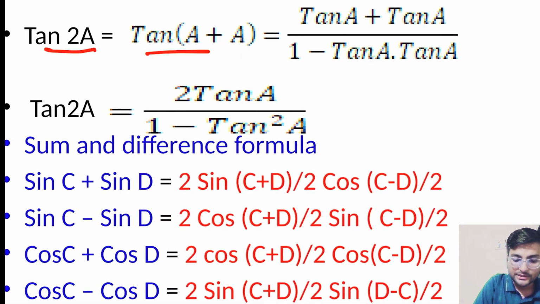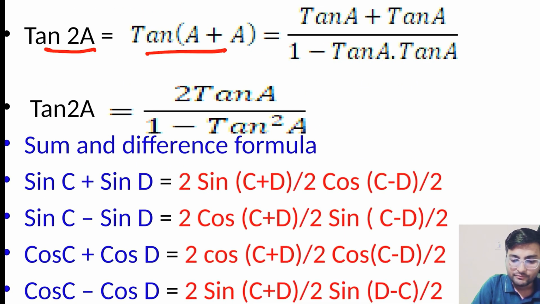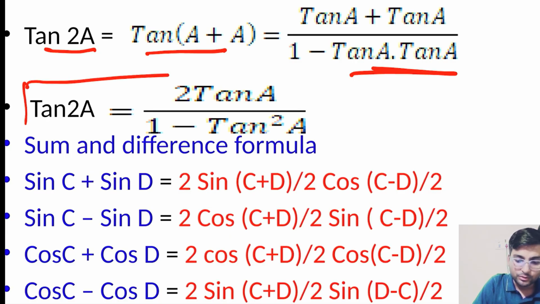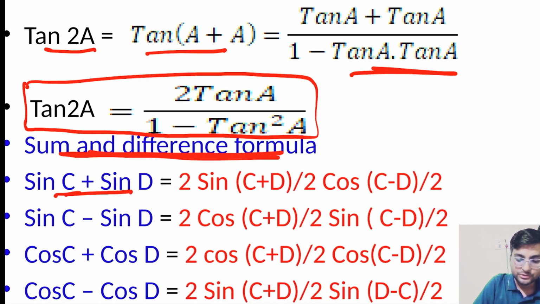The tan 2a formula, that is tan a plus tan b over 1 minus tan a tan b. Actually there is tan a tan a only written, but if tan a tan b is written, then we can find this formula. Okay. See this tan 2a formula. This is also one of the formulas, and the sum and difference formula is sin c minus sin d becomes 2 sin of (c minus d) by 2 times cos of (c plus d) by 2. Okay. So this formula is also very important. You can easily revise it.